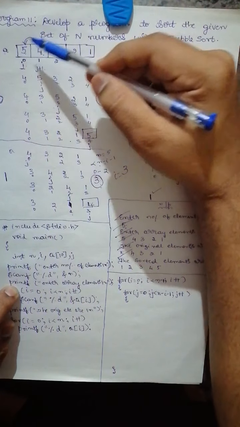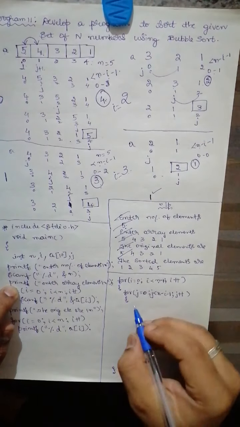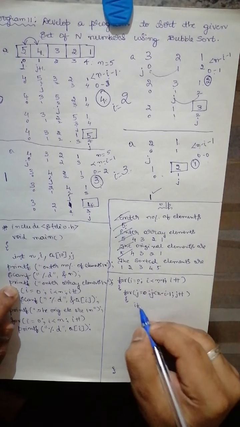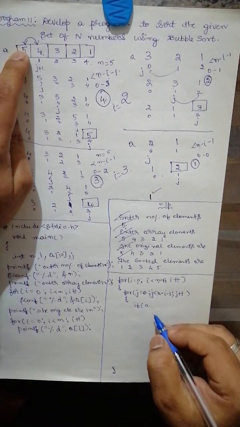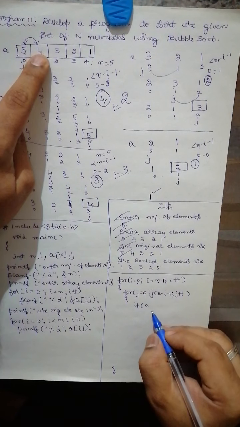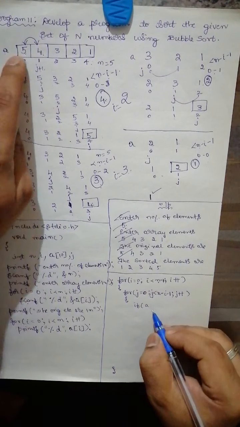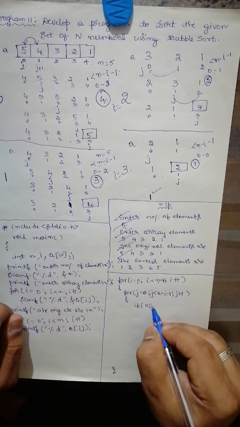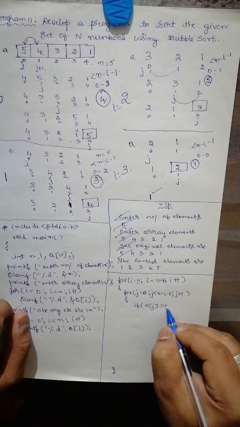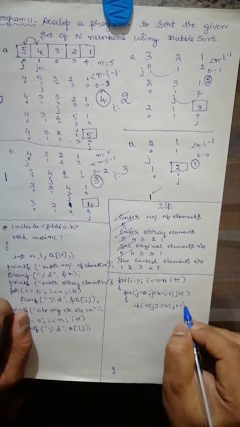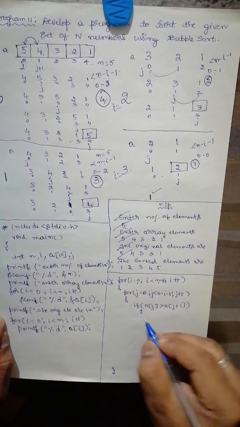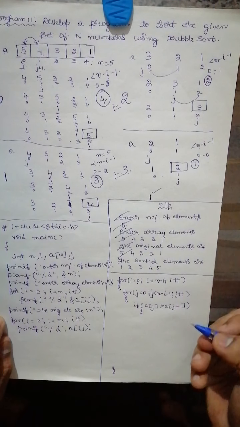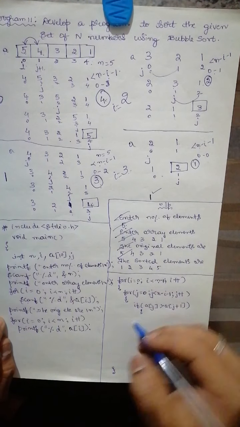I should compare this element with this element. How to compare? You know, an if statement is used. I should check the first element: if it is greater than the second element, interchange. What's the name of the first element? If A of J is greater than A of J plus 1, interchange. I can't directly interchange. I need to use one temporary variable to interchange.